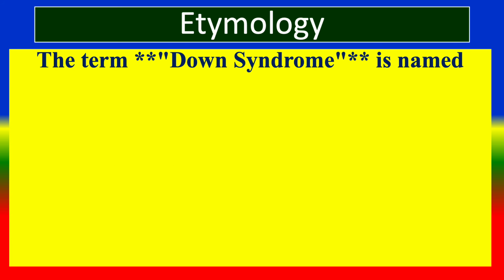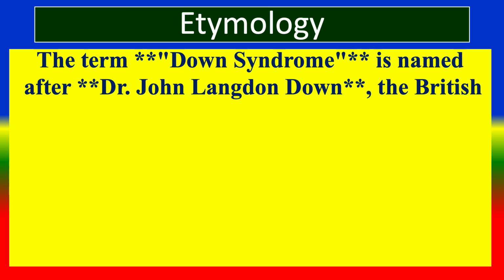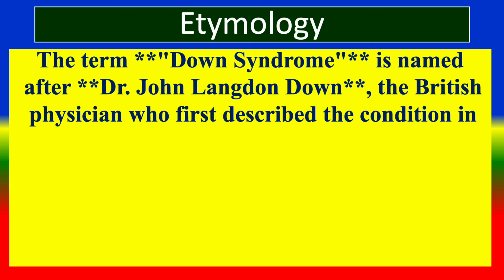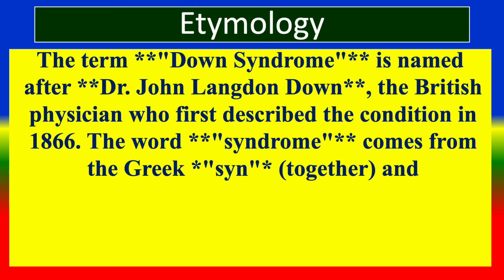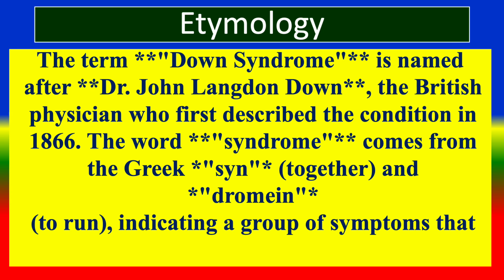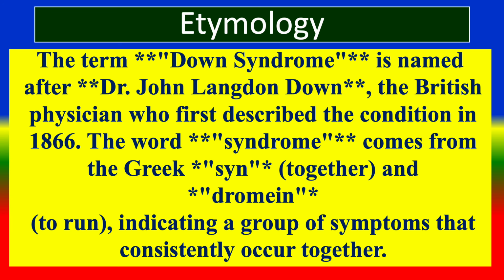Etymology. The term Down syndrome is named after Dr. John Langdon Down, the British physician who first described the condition in 1866. The word syndrome comes from the Greek syn, together, and dromos, to run, indicating a group of symptoms that consistently occur together.